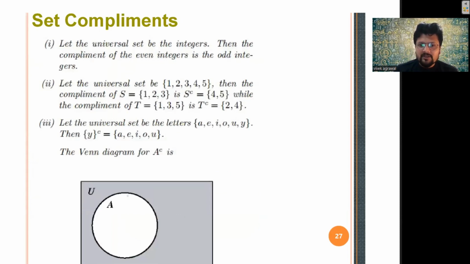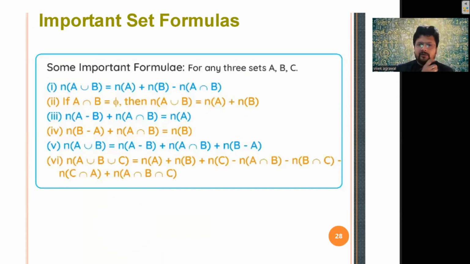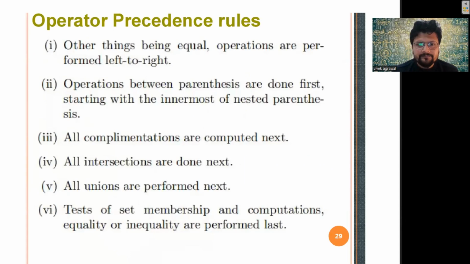Set complements. Suppose we want to find out what A complement is. A complement is nothing but the entire portion of the universal set except A. And then we were discussing these formulas. I had already explained this formula and told you to remember it. So till here, any doubt?